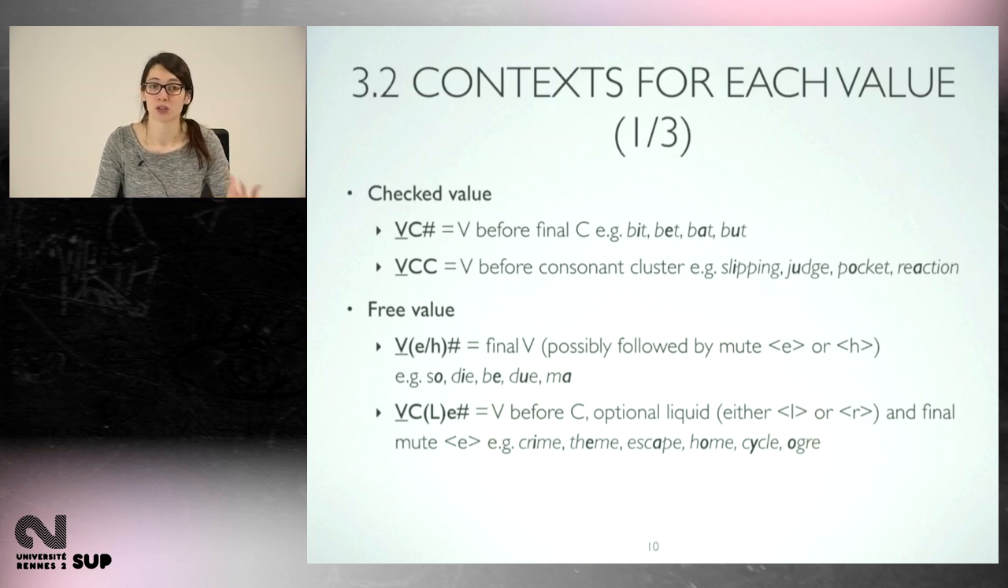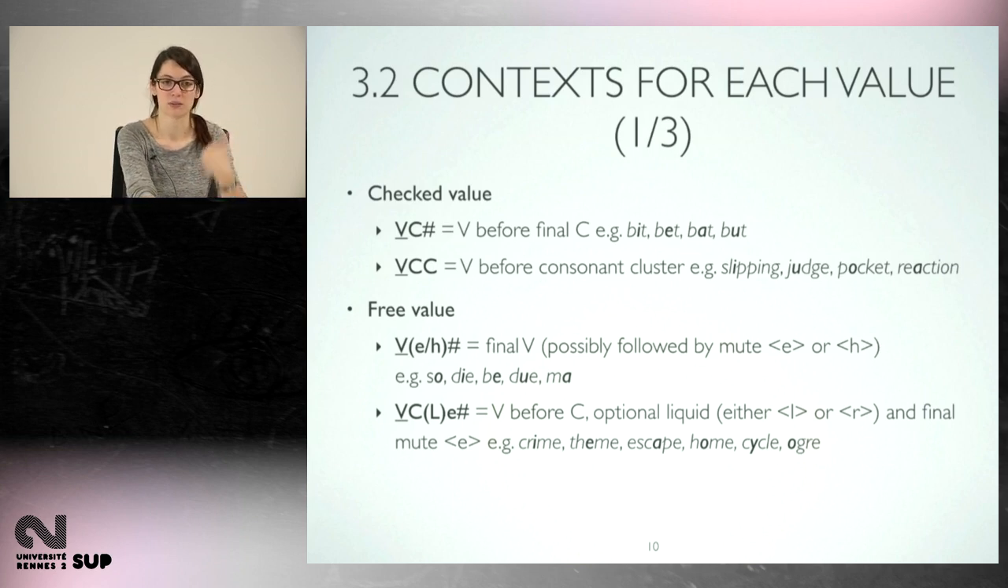So that's what you have in crime, theme, escape, home, cycle, ogre. Okay? So crime, theme, escape, and home all have a vowel followed by a consonant followed by a mute E. Okay? In cycle and ogre, you have a vowel followed by a consonant followed by a liquid, so L in cycle, R in ogre, followed by a mute E, okay?